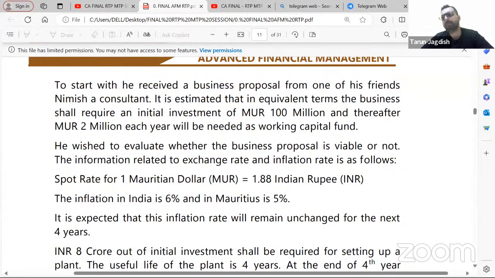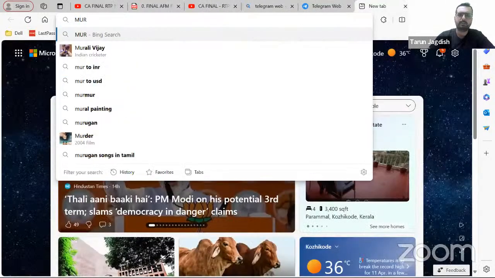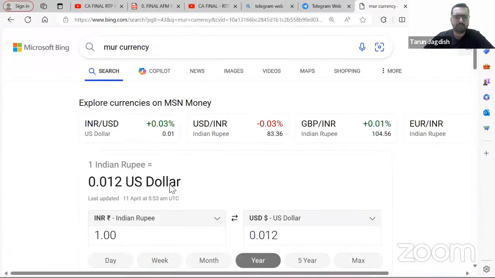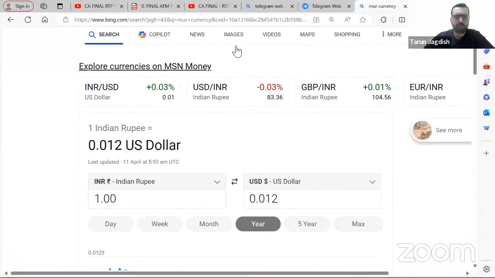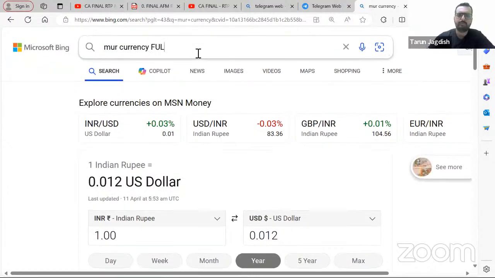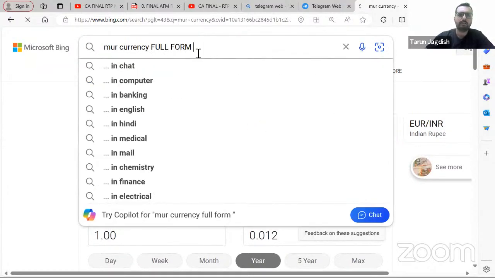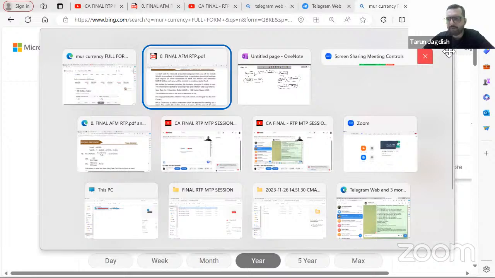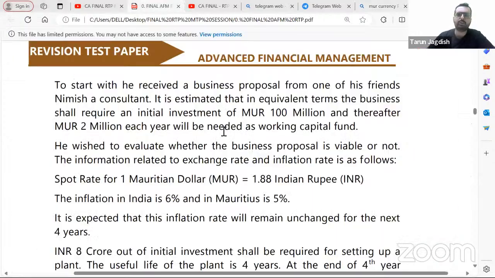MUR, I'm not sure what is the name of that currency here. It's Mauritian rupee. So even there the term rupee is used. Okay, so MUR is Mauritian rupee, 100 million, and thereafter 2 million in each year will be required by way of capital funding.